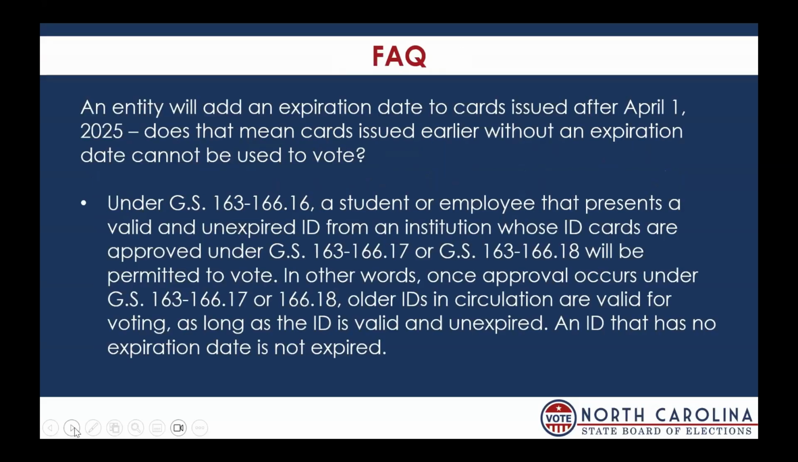Okay, so this is usually the fun part where we start jumping into some of the most frequently asked questions that we do get about the ID cards that may be approved by the State Board of Elections. So for those entities that may not have an expiration date today, if the entity is planning to add an expiration date after April 1st, 2025, so after the start of the approval period, does that mean that cards issued earlier without an expiration date cannot be used to vote?